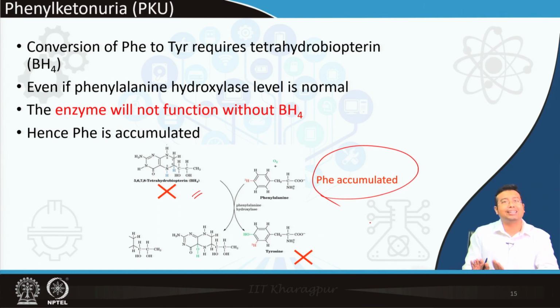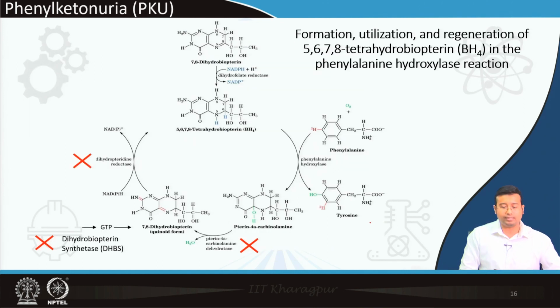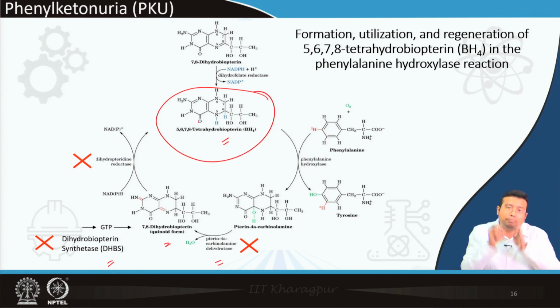Any problem in either enzyme or coenzyme will lead to a disease process, and we have already read that these are the intermediary enzymes that help in regeneration of the active form of tetrahydrobiopterin, right. So, this is dihydropteridine reductase. There is also another enzyme, which is dihydrobiopterin synthetase, DHBS. Even if that enzyme is deficient, it indirectly leads to accumulation of phenylalanine, because if any of these three enzymes is deficient, this leads to depletion of coenzyme and hence this reaction cannot proceed, right.